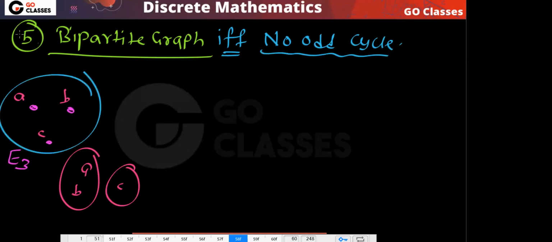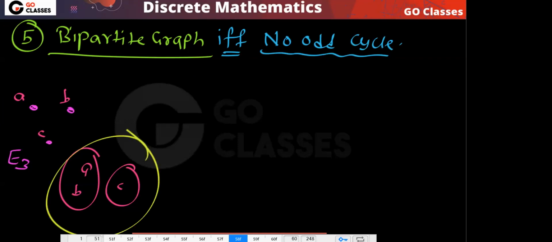So you can notice there is no odd cycle here. You don't have any odd cycle here, so this graph is bipartite. You can create two partitions, and you can notice there is no edge within a partition. So this is a bipartite graph. What is the chromatic number for this bipartite graph? That is 1.